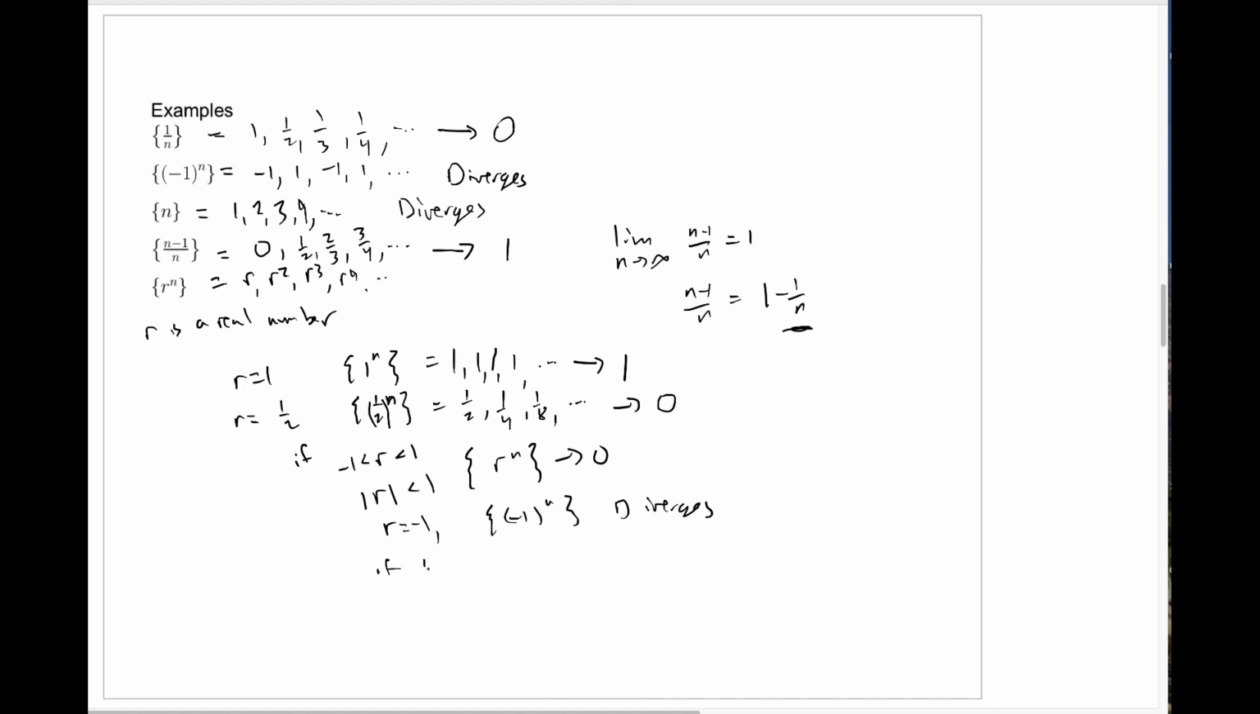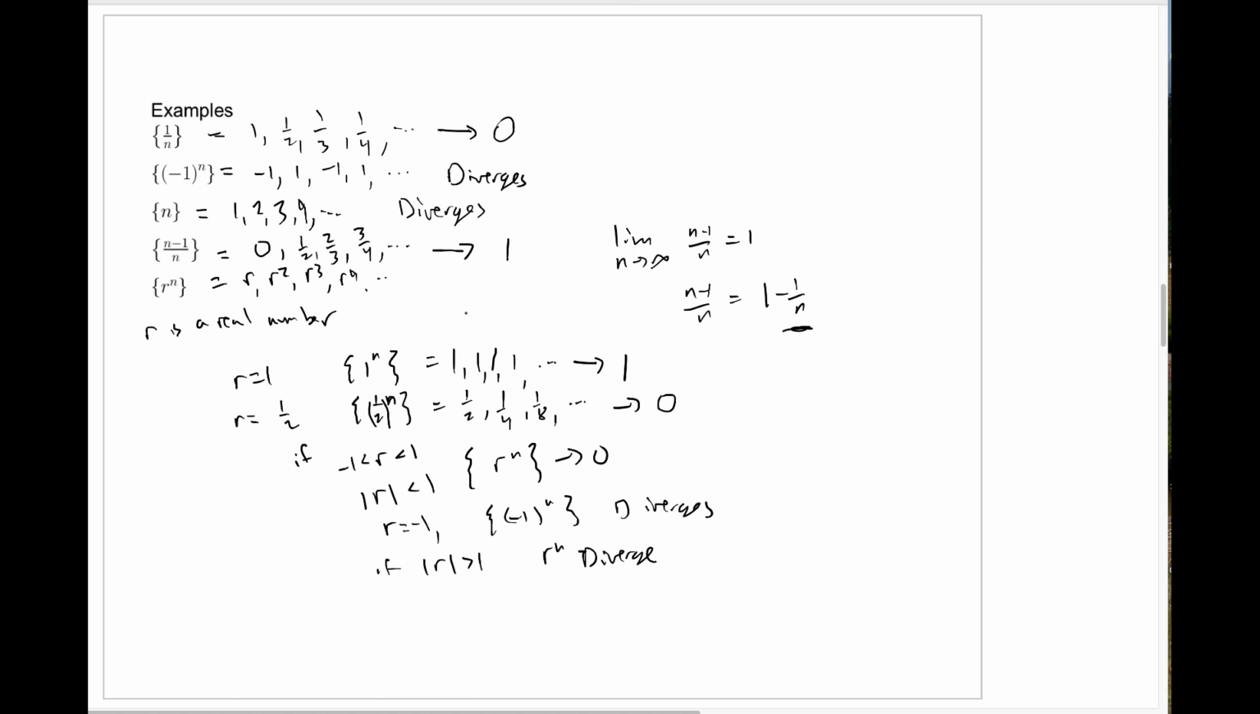And if the absolute value of r is bigger than 1, then what can you say about r to the n? R to the n just gets bigger and bigger and bigger. If r is positive, it gets bigger and bigger and bigger, so the sequence here will diverge. If r is a negative number with absolute value bigger than 1, like -2 or -7, the absolute value of r to the n gets bigger and bigger and bigger, so it alternates in sign from negative to positive to negative to positive, etc. So again, we see that r to the n diverges.